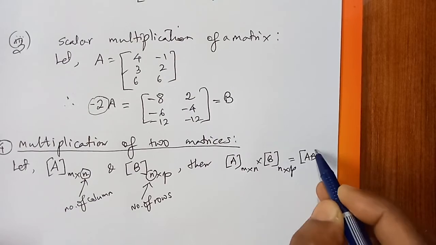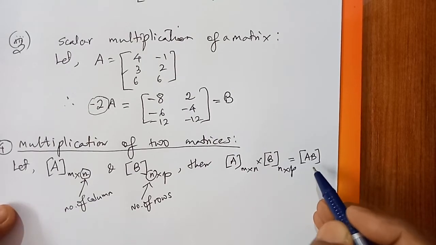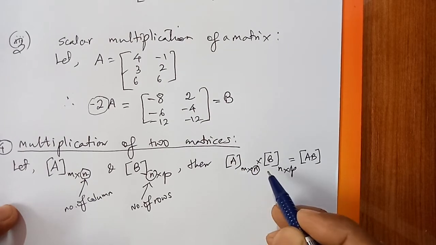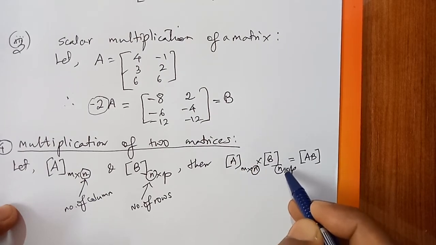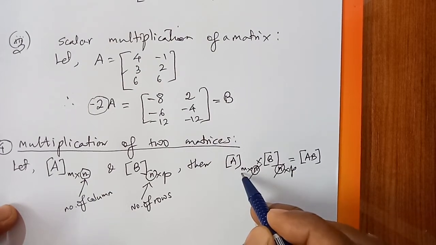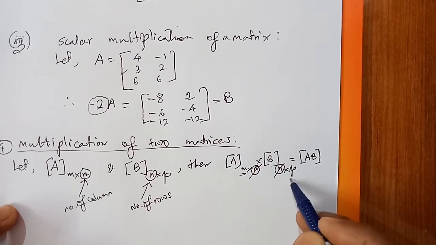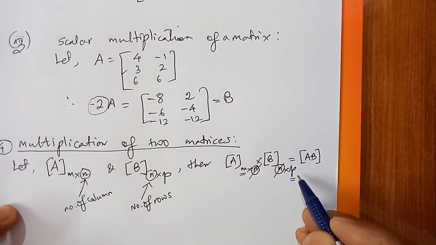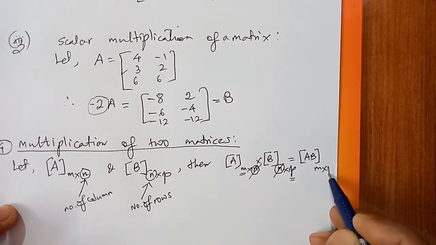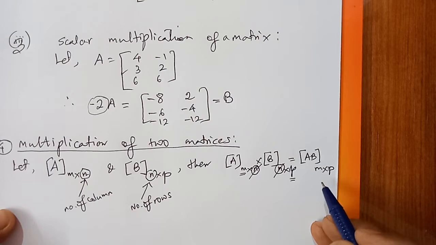The new matrix will be the product of the matrices A and B, and what will the order be? As the number of columns of the first matrix is the same as the number of rows of the second matrix, these two we have to eliminate. So what is left? The number of rows of the first matrix, m, is left, and the number of columns of the second matrix is left, p. So the product matrix will have order m by p.